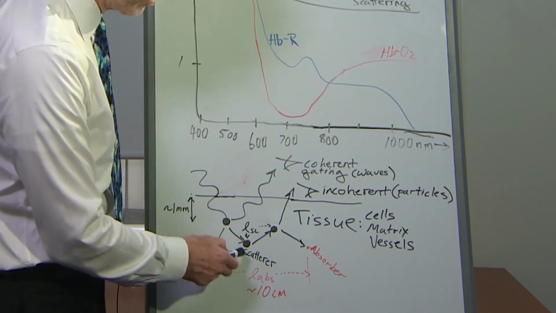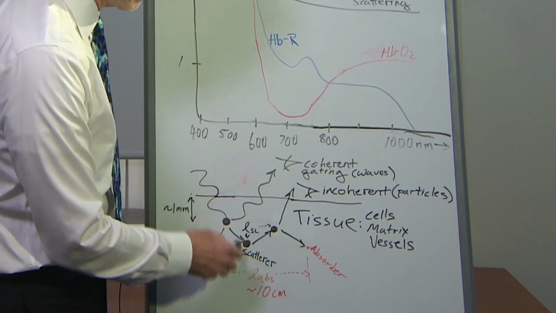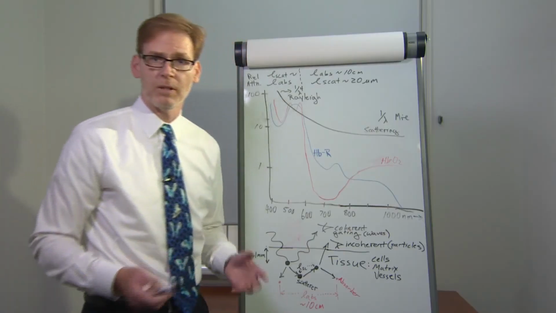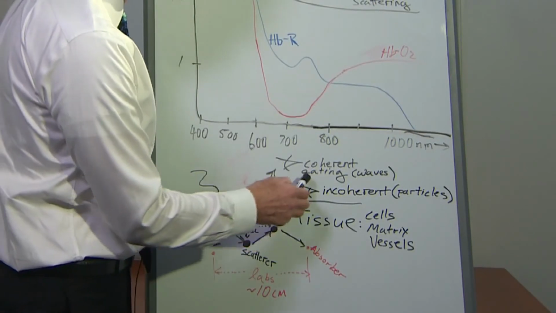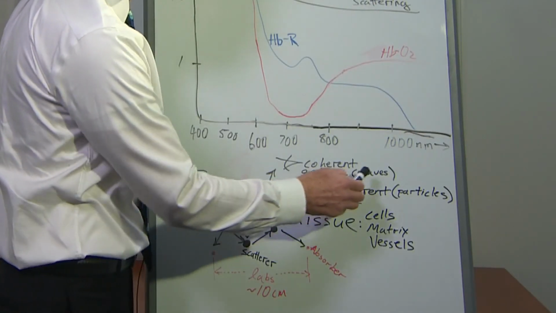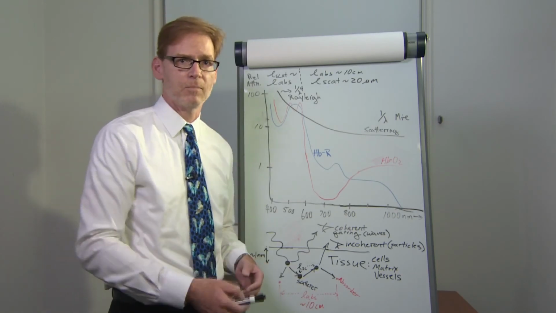We can go deeper in tissue by looking at multiply scattered photons. And here we treat photons as particles. We'll typically use a transport equation-derived model to measure the intensity or temporal spatial fluctuations of incoherent light and capture deeper tissue structures.